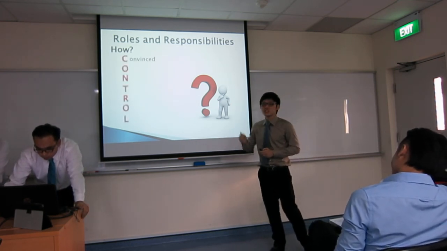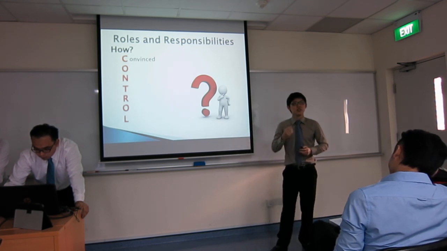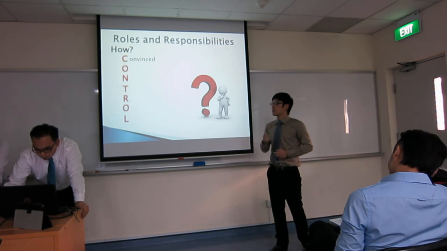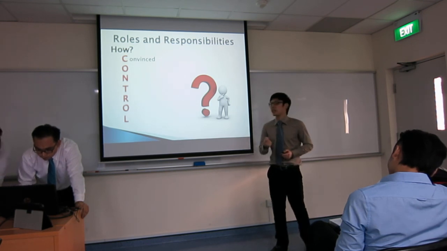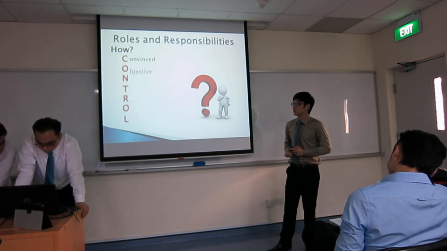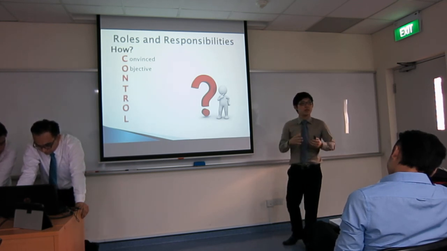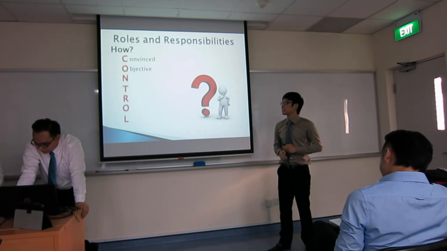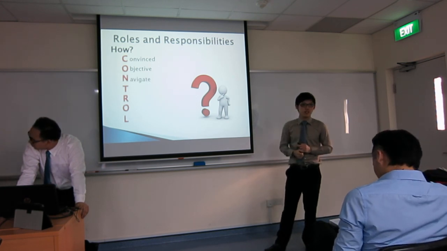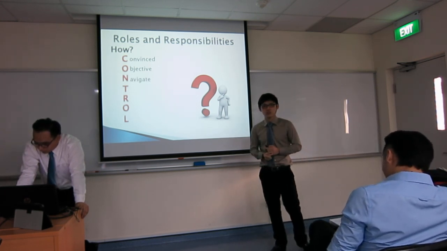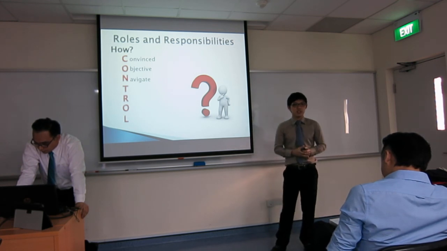The first letter C stands for convince. She must be convinced enough that the meeting that's going to be held is necessary. With the necessity of the meeting, here comes the second letter O, objective. She must set a clear objective for the meeting by preparing a good agenda. And next, N stands for navigate. As a host, she must navigate and facilitate the meeting.